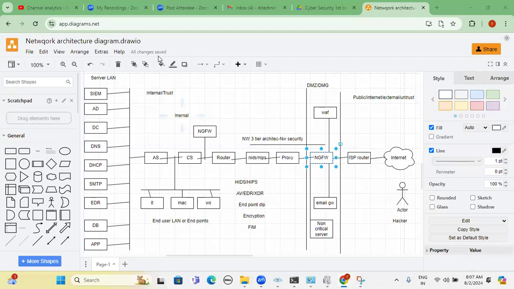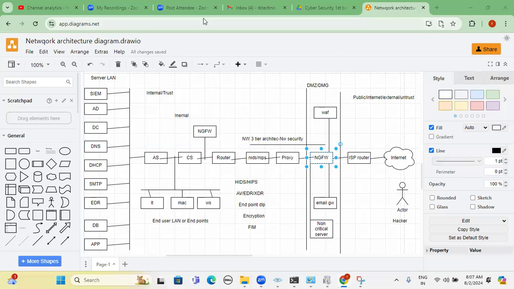If it is a WAF and you are using it SaaS based, we can keep it in the DMZ zone. In case you are using it on-premise, we have to deploy it in the trust or internal zone. It depends, that's what I said. If you are using SaaS based, in most cases we can deploy it in the DMZ.